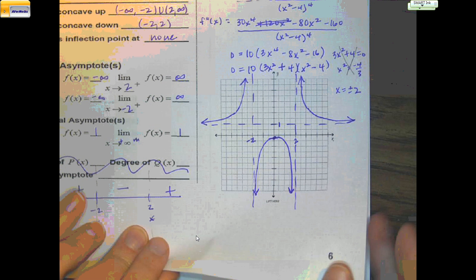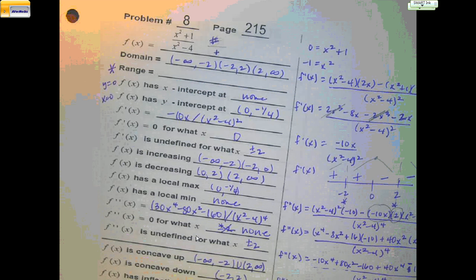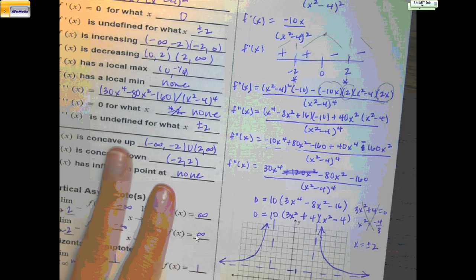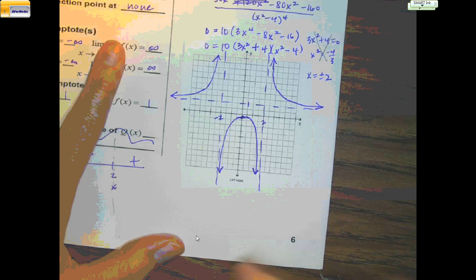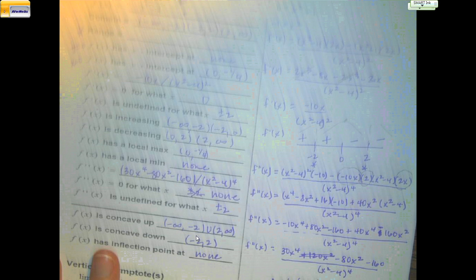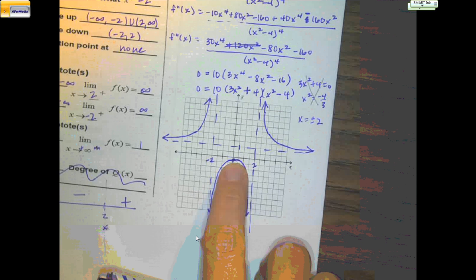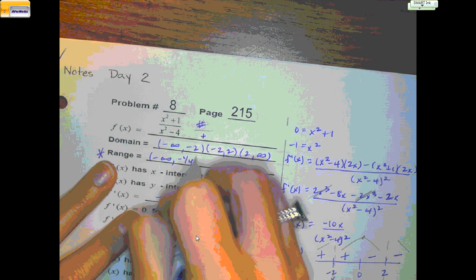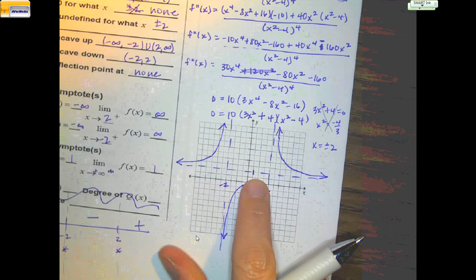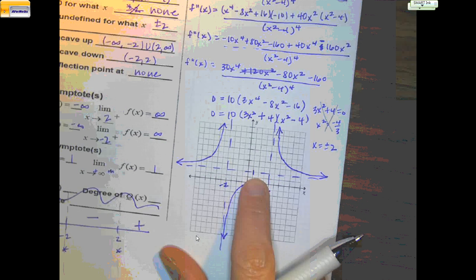Range. Thank you. I forget every time. What is our range? Negative infinity up until, where's that stop? What's that y value? -1/4. So negative infinity to -1/4. Then it picks back up where? Almost at 1. Good. To infinity. Very good.